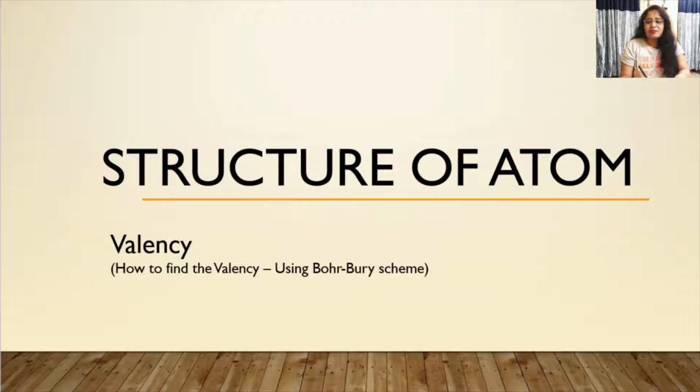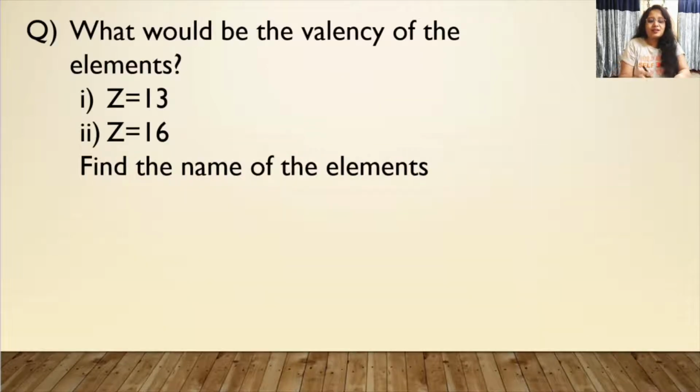So this chapter is the structure of atom from class 9th. So let's get started. The question is, what would be the valency of elements having atomic number 13 and atomic number 16, and find the name of the elements. So friends, first of all, I will explain what valency is.